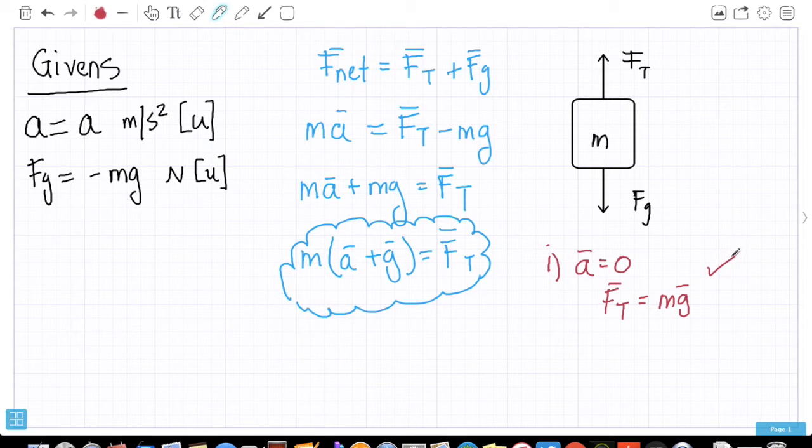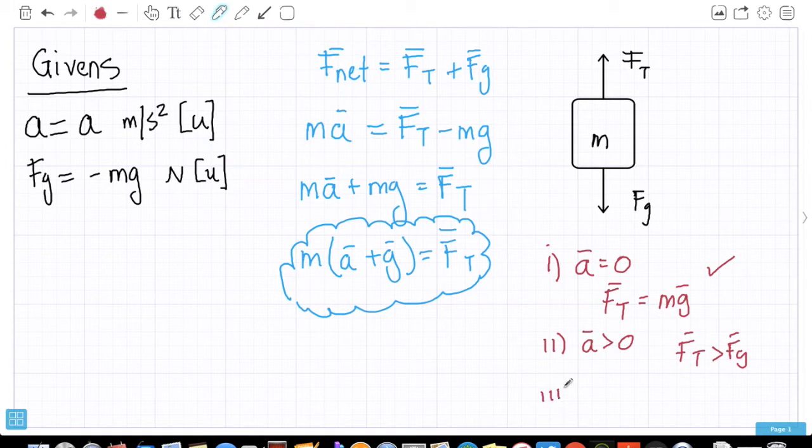So that holds. In the second case, let's say that we want our elevator to accelerate upwards. So we want our acceleration to be greater than 0. Well, if that's the case, then that means that this number here, Ft, is going to be larger than Fg. And that makes sense too, because this one has to be larger than this in order to accelerate the elevator upwards. Again, that's a combination of Newton's first and second law.